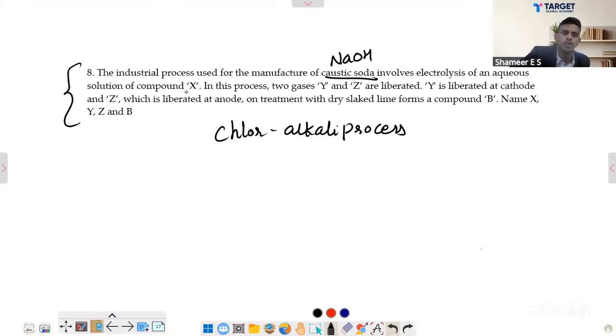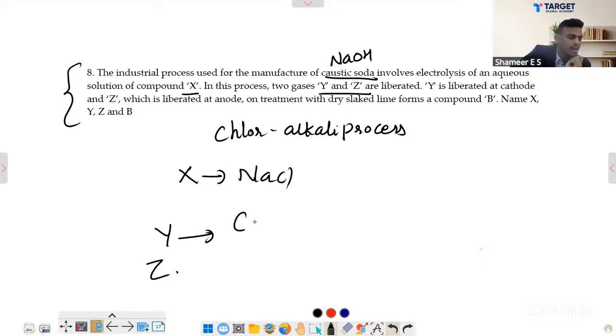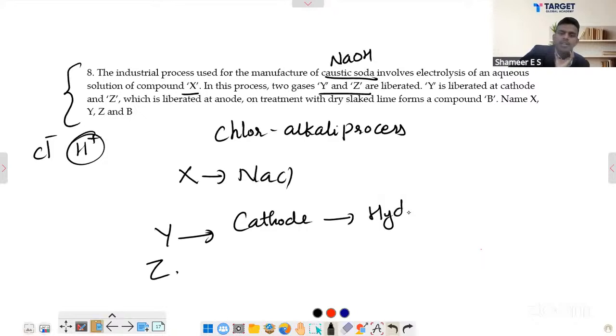Electrolysis of an aqueous solution of compound X. So what is X? X will be NaCl. Correct. And the two gases Y and Z liberated are chlorine and hydrogen. How to find out which? The cathode has a negative charge. Chlorine is negative, hydrogen has a positive charge, so which will be attracted towards the cathode? Hydrogen. So at the cathode, hydrogen is liberated. At the anode, chlorine is liberated.